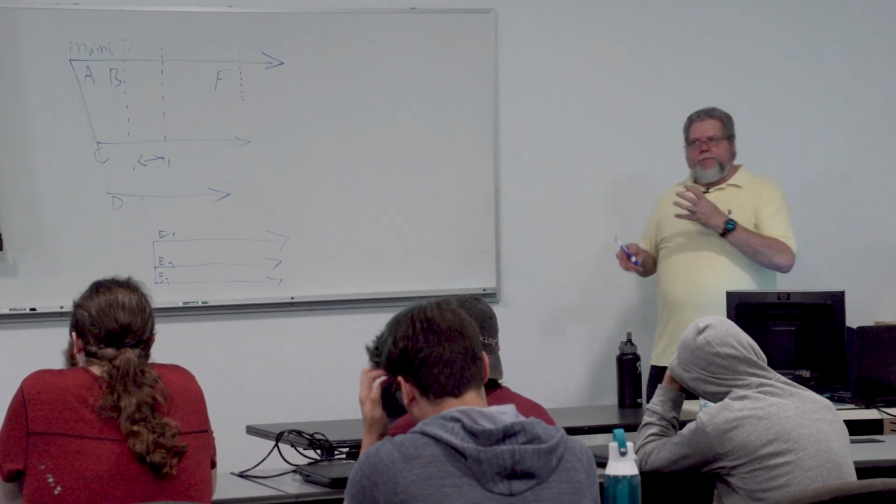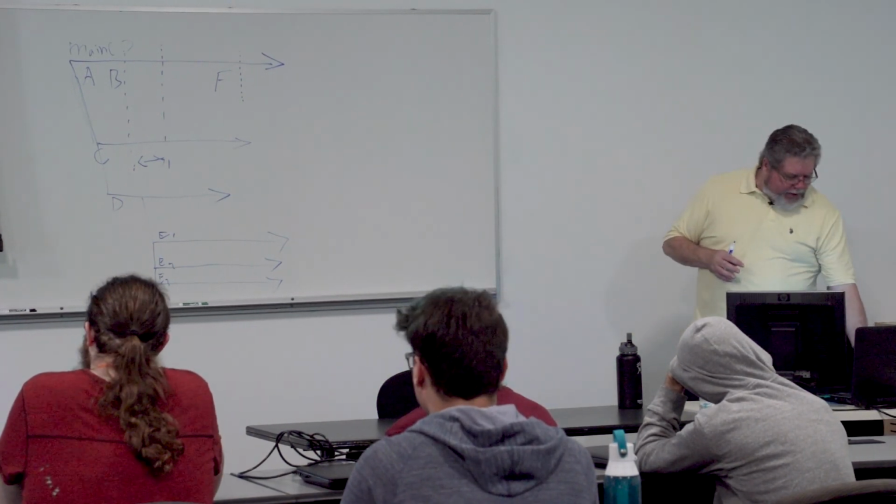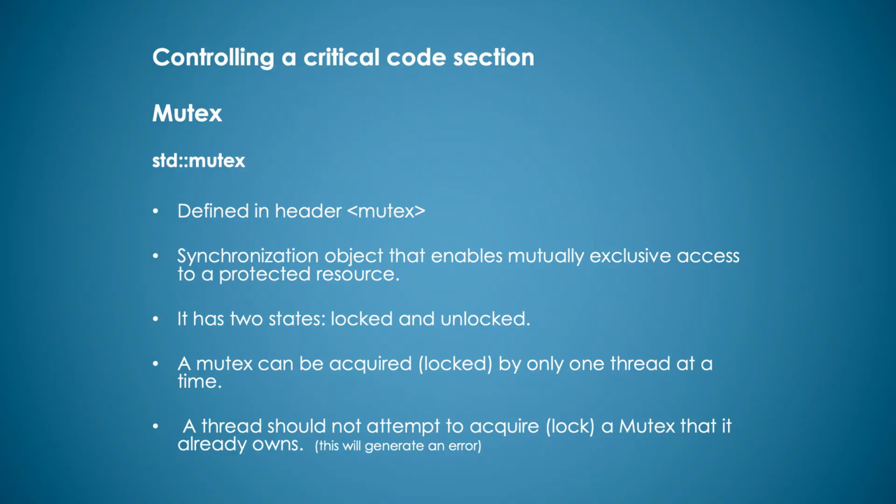So that's what we're doing with synchronization. Let's look at the components that we're going to use. The first is a mutual exclusion, a mutex. Okay? It is defined in C++, C, in the header mutex. So if you're going to be using mutexes, you have to add the mutex header. It is a synchronization object.